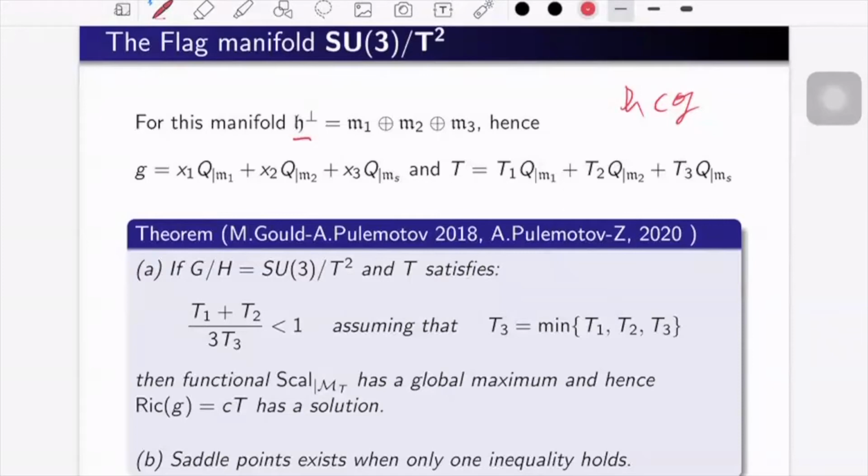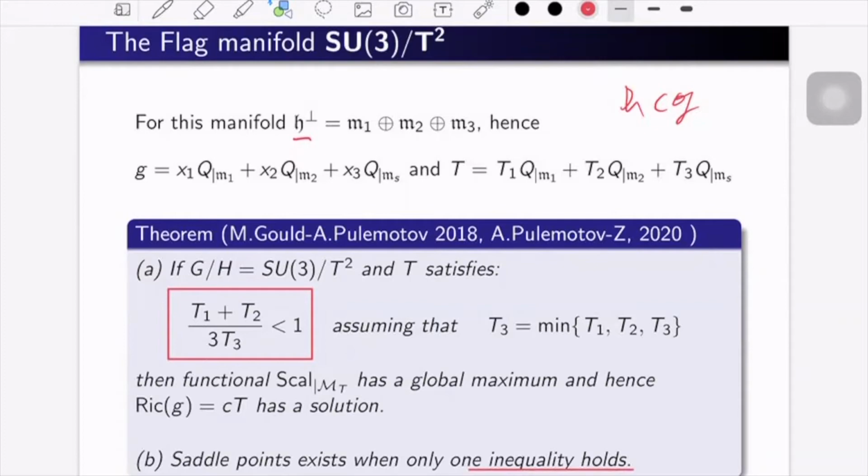So they proved that this condition on the Ti's, on the relative size of the Ti's, if that holds, then there's a global maximum. And what is new, what Artem and I proved last year, is that you also can get saddle points. If all three inequalities hold, then you get a global max. If even only one of them doesn't hold, then you get a saddle point.